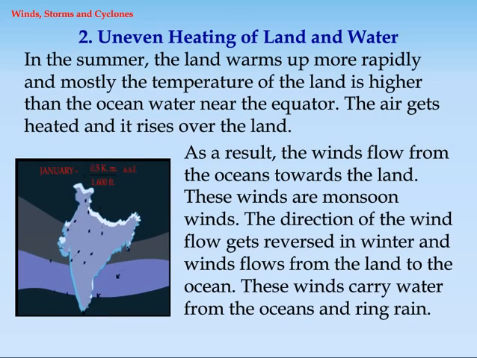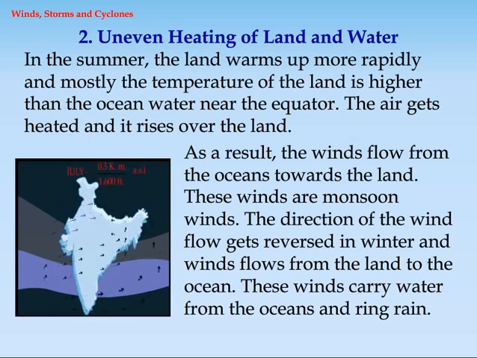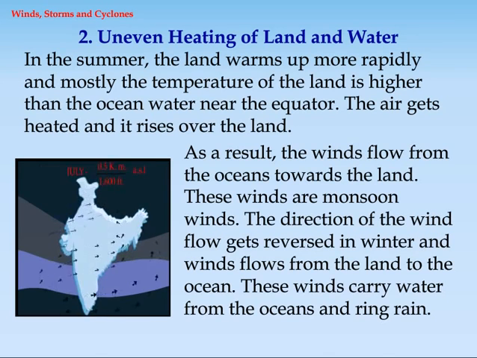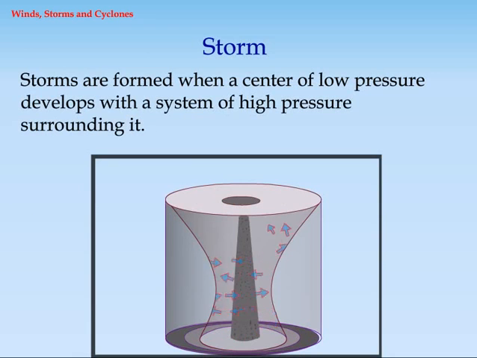The direction of the wind flow gets reversed in winter and winds flow from the land to the ocean. These winds carry water from the oceans and bring rain. Storm. Storms are formed when a center of low pressure develops with a system of high pressure surrounding it.